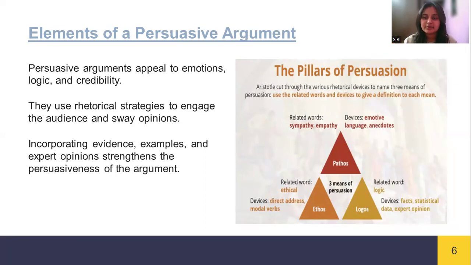The pillars of persuasion. Aristotle cut through the various rhetorical devices to name 3 means of persuasion. Use the related words and devices to give a definition to each mean. Related words: sympathy, empathy. Devices: emotive language, codes. 3 means of persuasion: pathos, ethos, and logos.